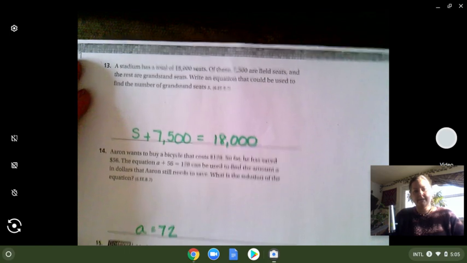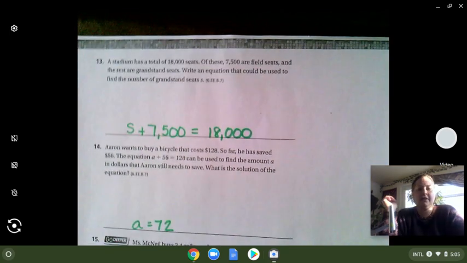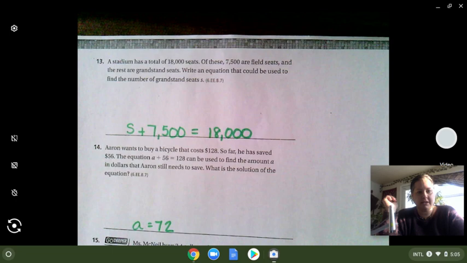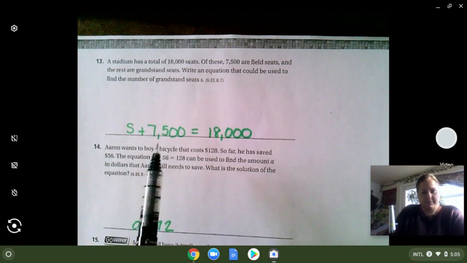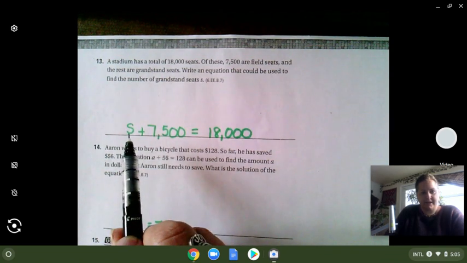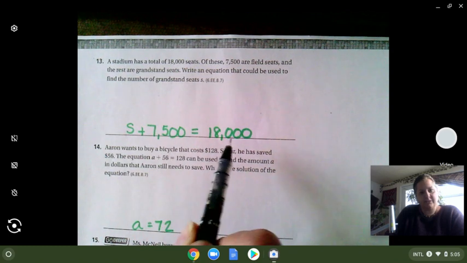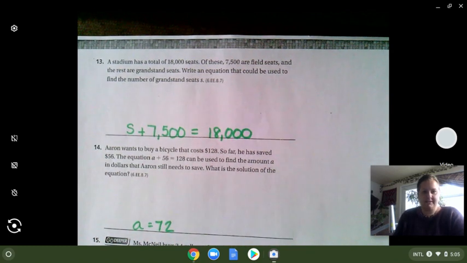All right, let's go to the story problems. Number 13, a stadium has a total of 18,000 seats. Of these, 7,500 are field seats, and the rest are grandstand seats. Write an equation that could be used to find the number of grandstand seats, S. So the total seats are here. If we take the grandstand seats plus the field seats, that will be equal to the total number of seats.